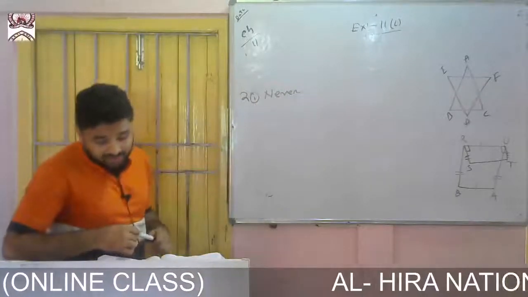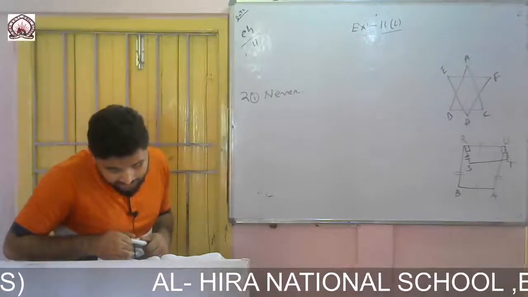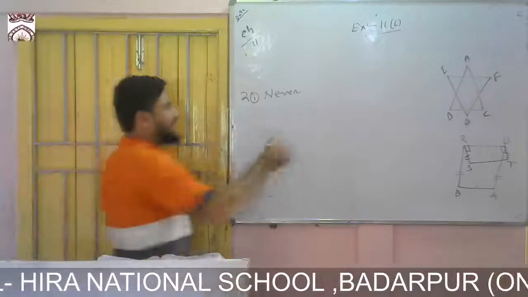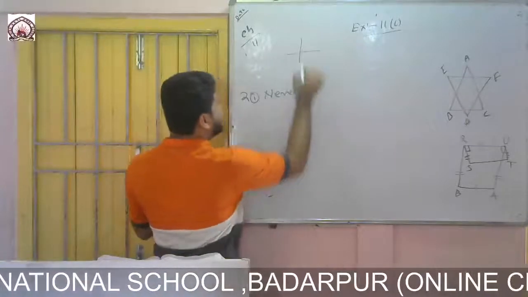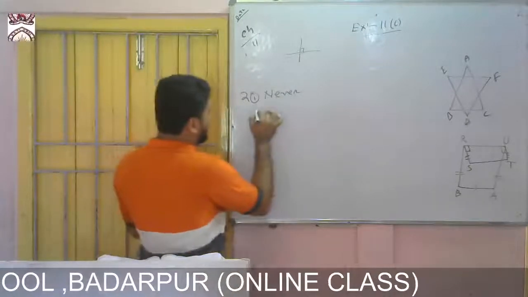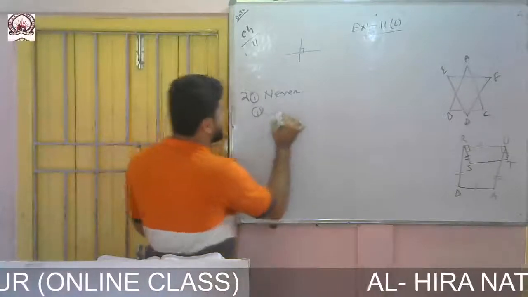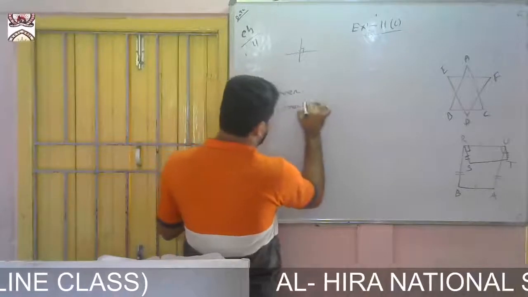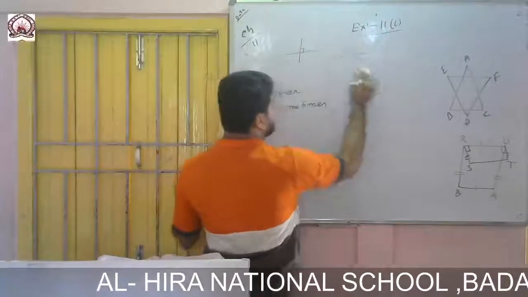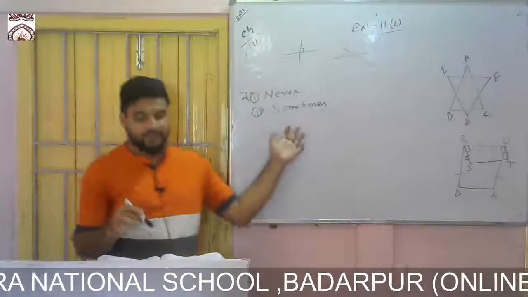Now question number 2, intersecting lines are perpendicular. Yes, intersecting lines are perpendicular, I can say, because if I intersect these two lines, then these are perpendicular. So it is sometimes. Okay, not every time. Why not every time? Because if I intersect these two lines like this, then they are not 90 degree. That means they are not perpendicular. So for that reason it is sometimes.